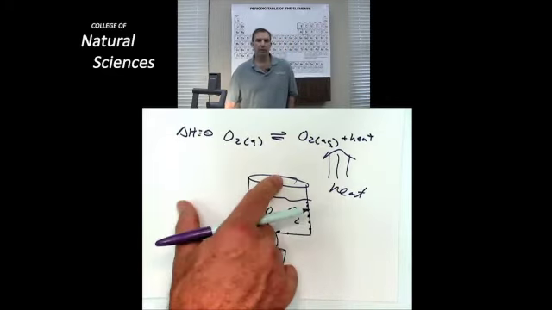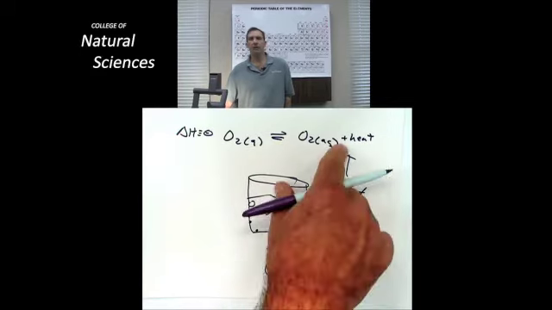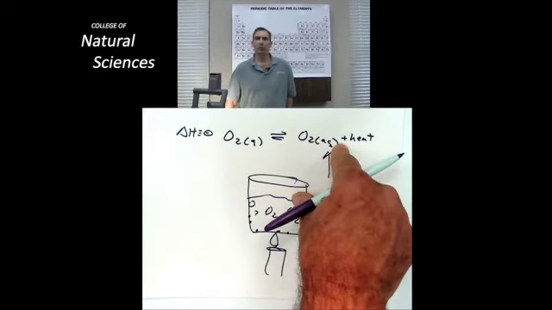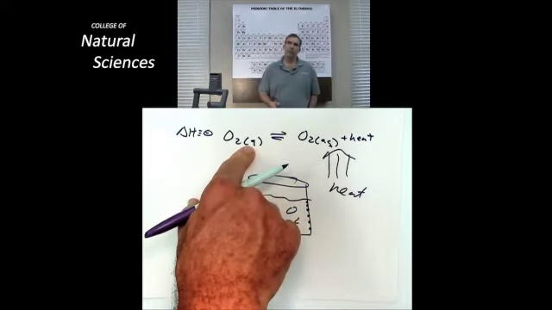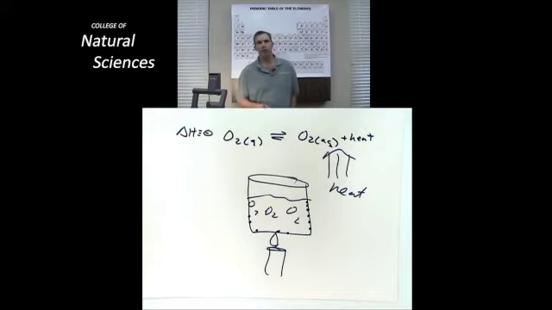This is the process of heat going in, the stress from the heat going in, making the system fight the heat by moving back to the left and producing gas. So this says that as temperature goes up, the solubility of oxygen in water goes down. Temperature goes up, solubility of oxygen in water goes down.